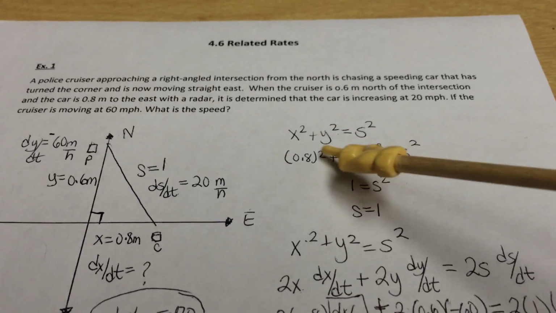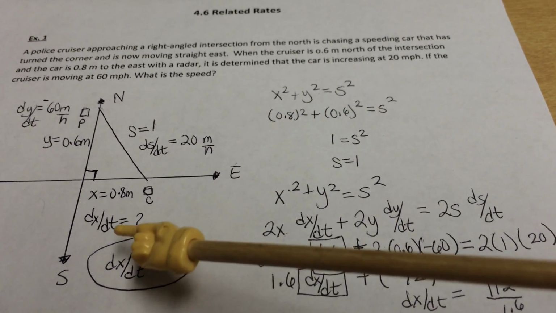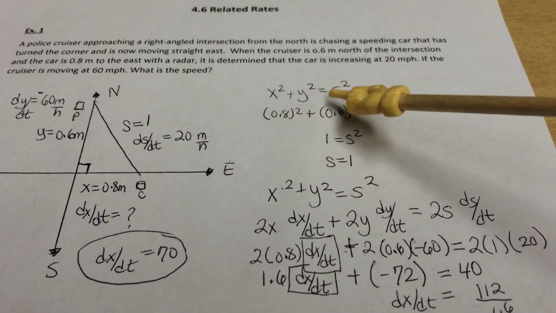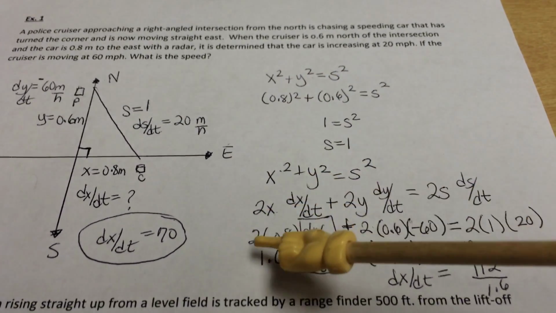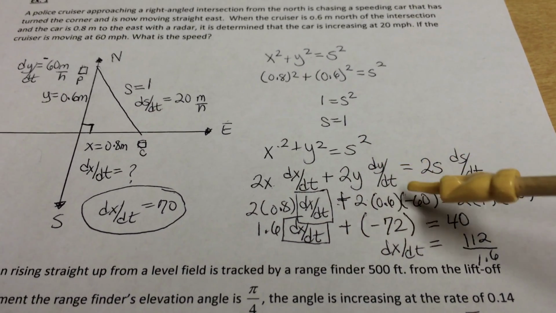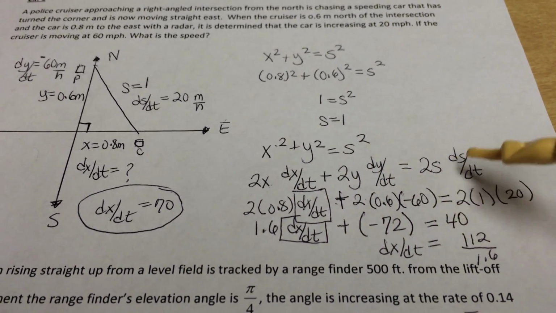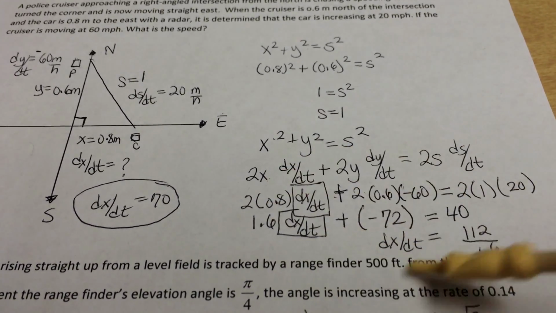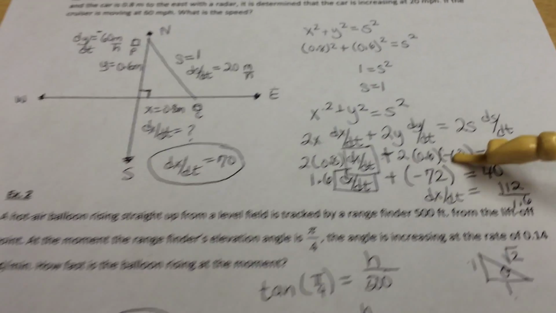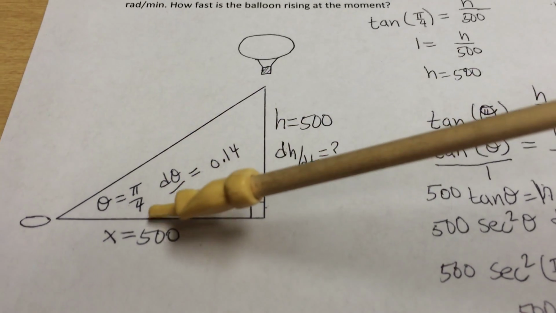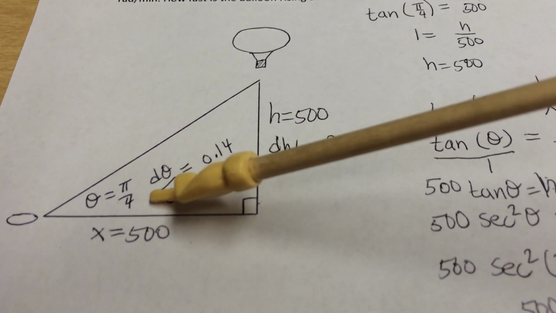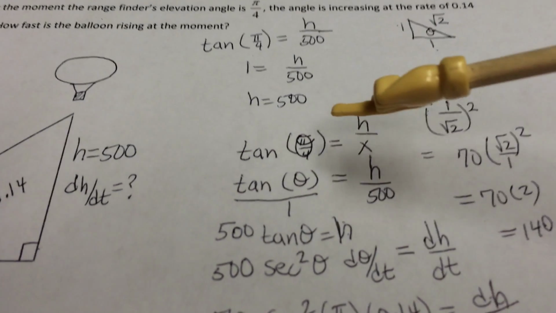So once we get that information, since I'm looking for dx over dt, we're going to take the derivative of the Pythagorean theorem, so the derivative becomes 2x dx over dt plus 2y dy over dt equals 2s ds over dt, and then you do your substitution and the algebra to solve for that. Now, in special cases like this, where they give you an angle instead, you're always going to use tangent. So from there, you're going to set it up as a tangent problem.